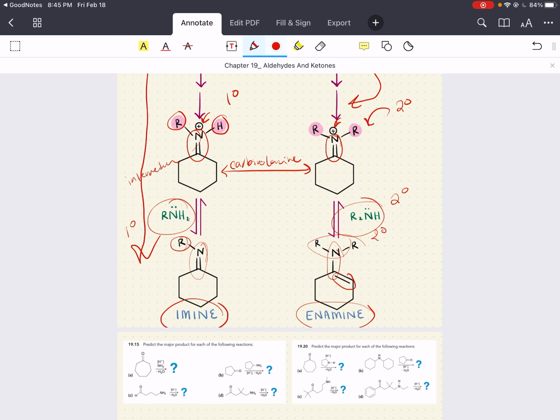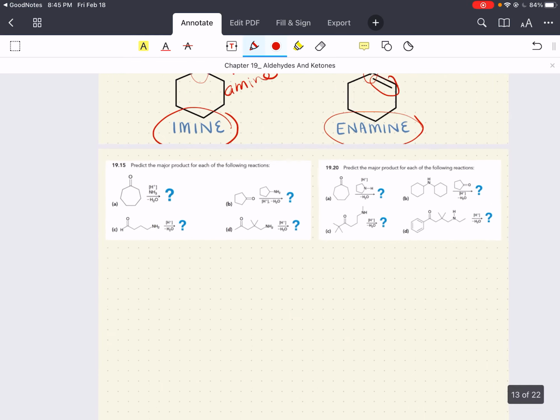All right, so those are the differences between imine and enamine. Imine is the consequence of a ketone or aldehyde reacting with primary amines, and enamine is the product of reacting a ketone or aldehyde with a secondary amine. So keep that in mind. We're going to go ahead and jump into some practice problems to make sure we understand this.